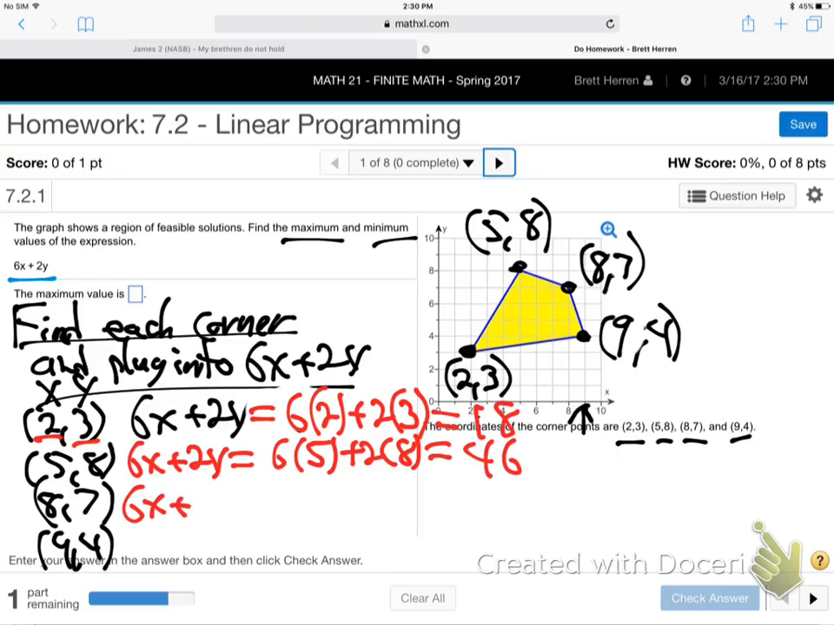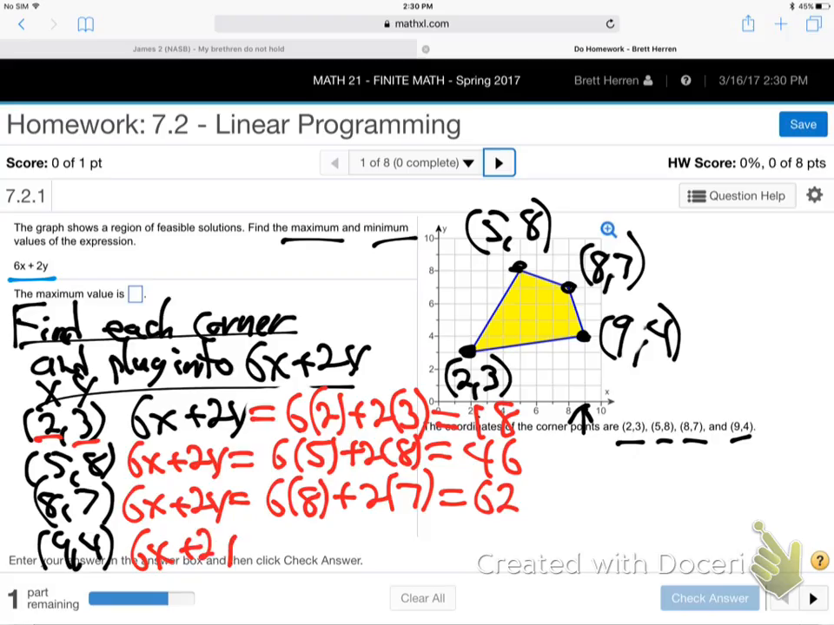8, 7 into 6x plus 2y. X is 8, y is 7. 48 and 14, 58, 59, 62. And then finally, 6x plus 2y, 9 in for x. Whoops, messing up. And 4 in for y. 54 and 8, 62.